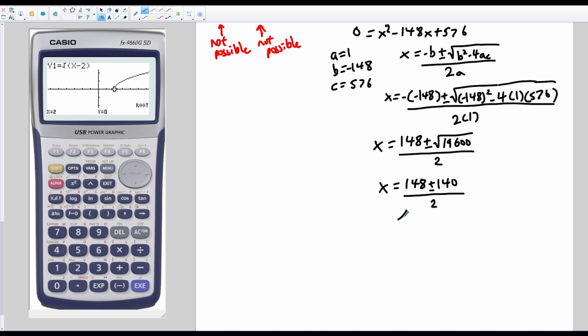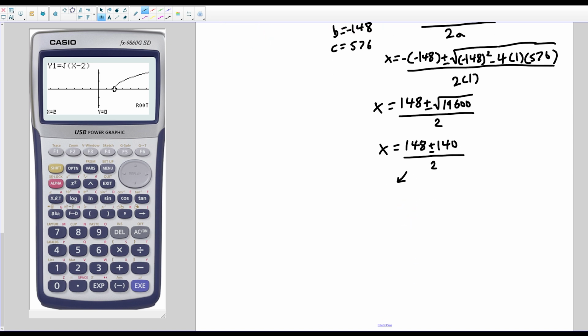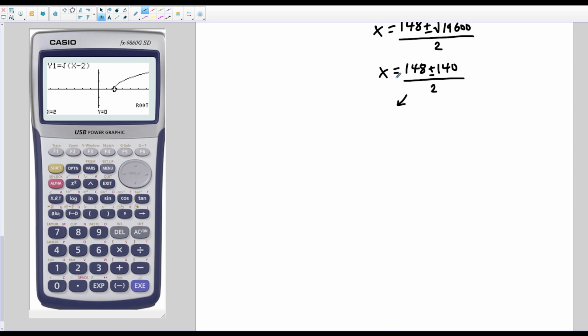And from here, we get 2 answers. Let me give myself a little bit more room here. We'll get answer number 1. So we'll get x is equal to 148 plus 140 divided by 2, and we end up with x is equal to 144. For solution number 2, we have x is equal to 148 minus 140 divided by 2, and we end up with x is equal to 4.